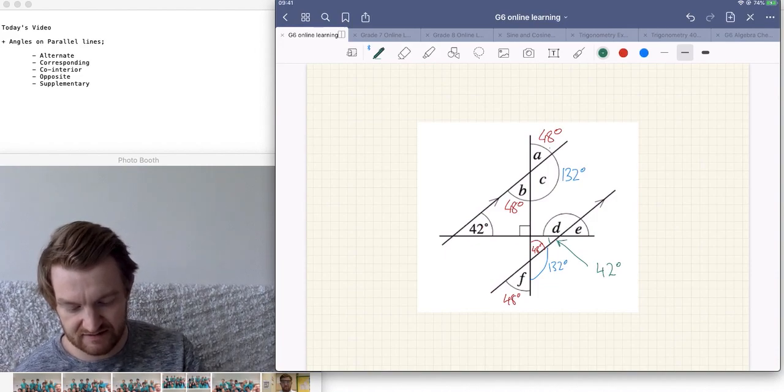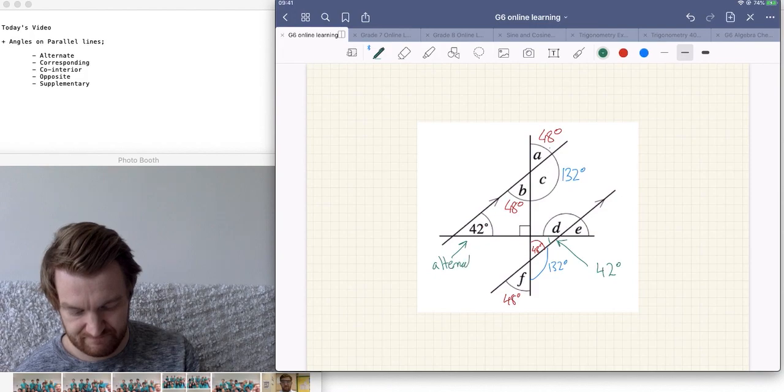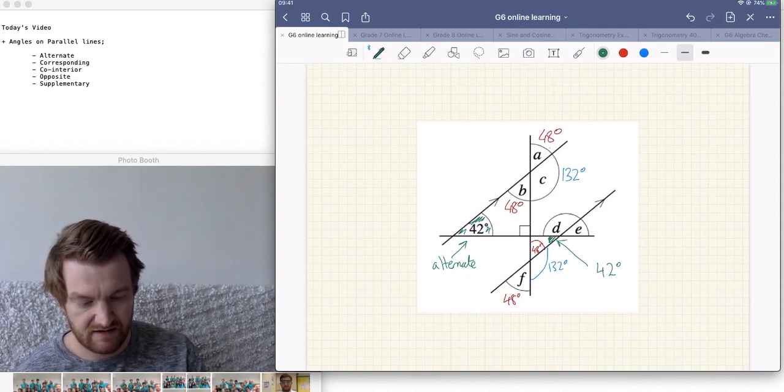We can also see it's alternate to this one. This one here must be alternate to this one here. Shade it in green so we can see it. We then know that this one here must be 132 degrees as well. And finally, this one here must be 48 degrees. Sorry, no, that was wrong entirely, sorry. This one here is 42 degrees because it's opposite. Good job I checked my answers, and this one must be 138 degrees.